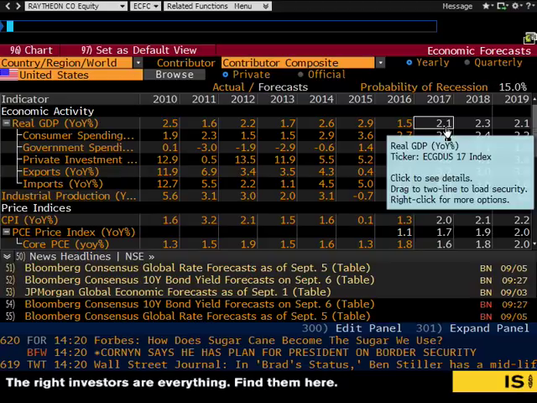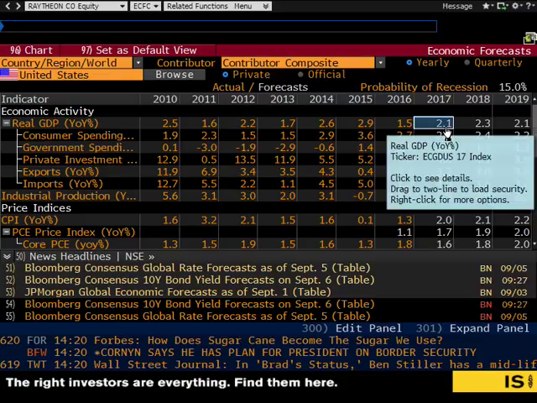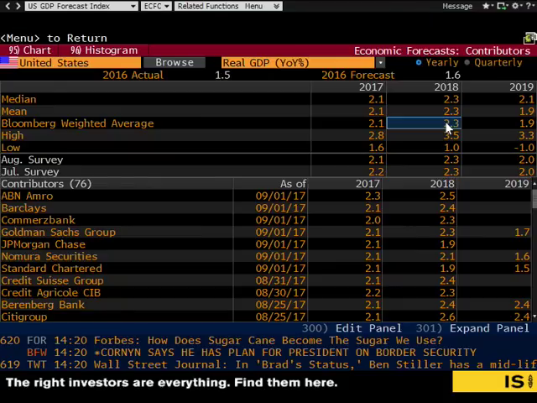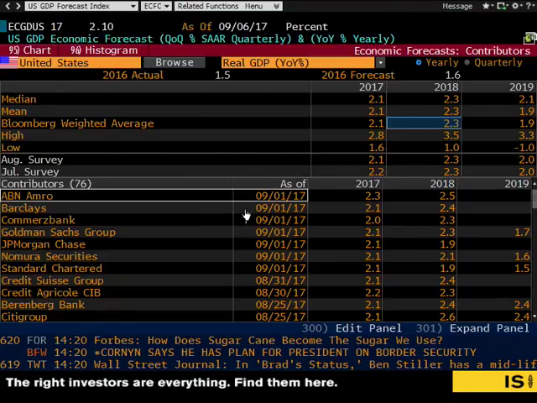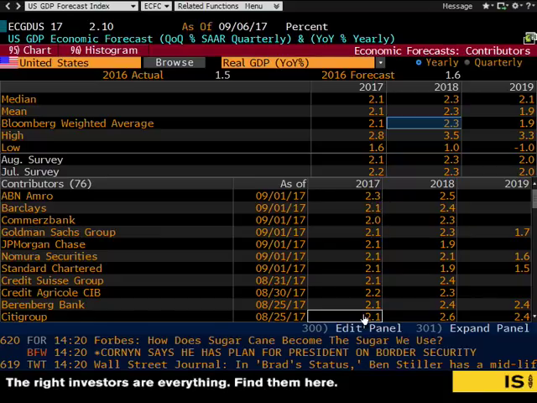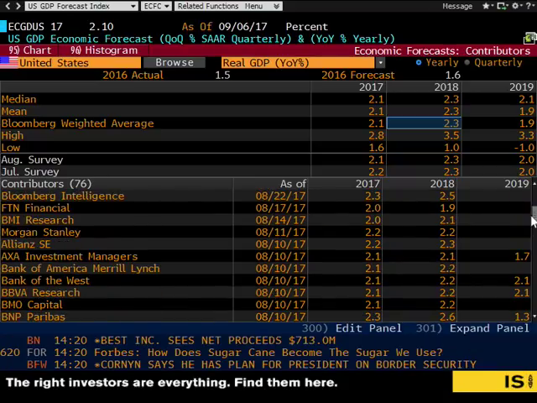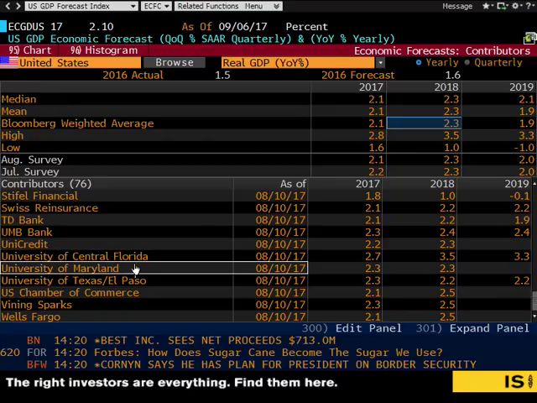So for example, economists expect the US economy to grow by 2.1% in 2017. If you click on the 2.1%, these are the actual banks that were surveyed, and this is the forecast by bank. And what was interesting that I found this morning that I had no idea is that the University of Maryland is actually included in this forecast.